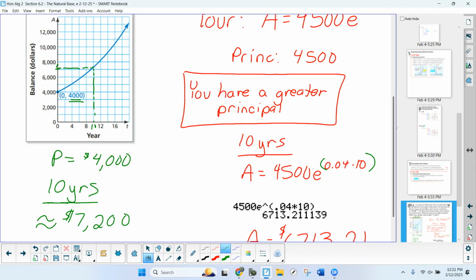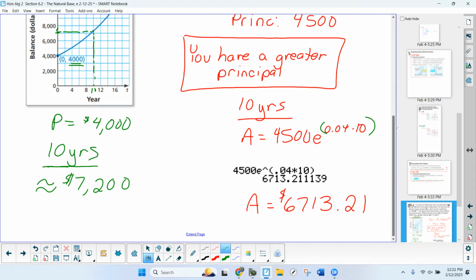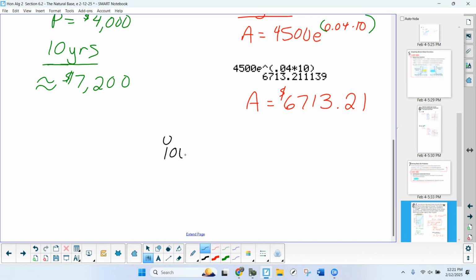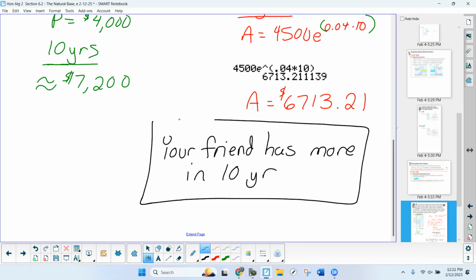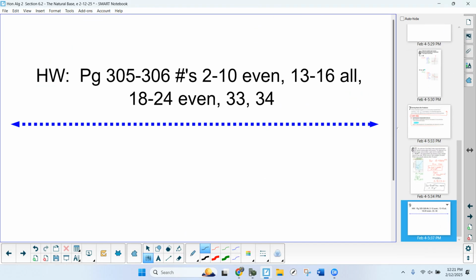So who has more? Your friend has more. What's that tell you? Their interest rate is better. They have a higher interest rate. Very good. Okay. Homework.